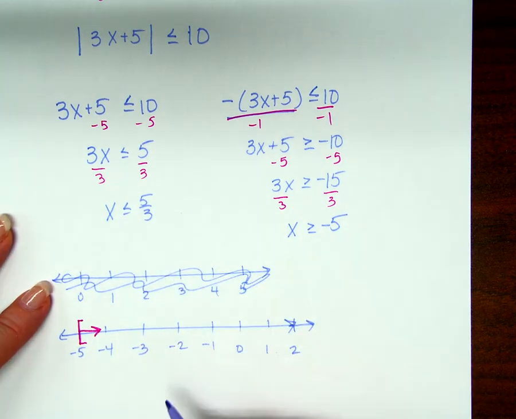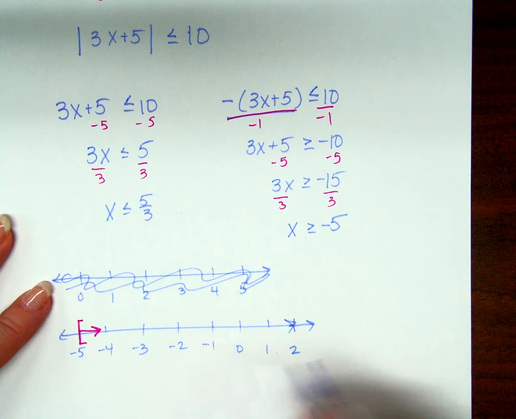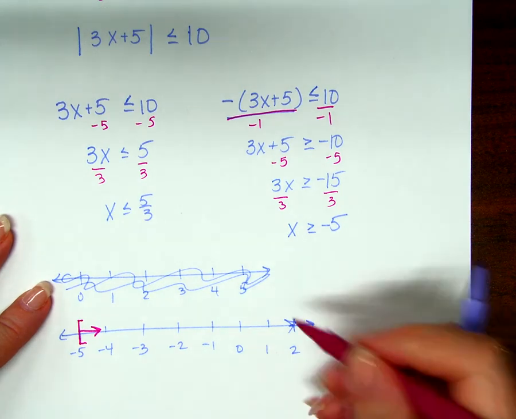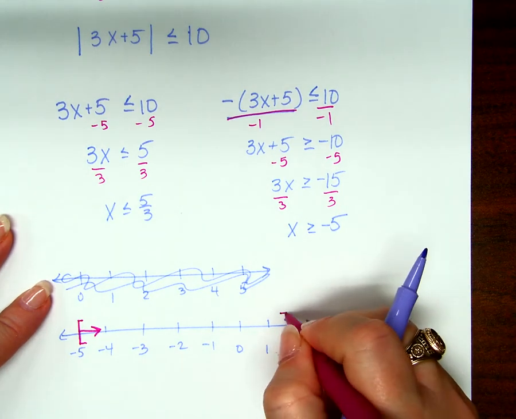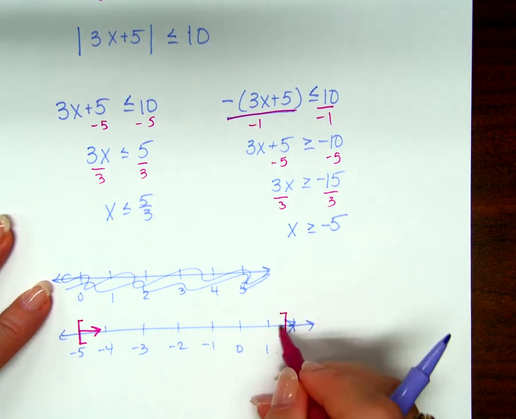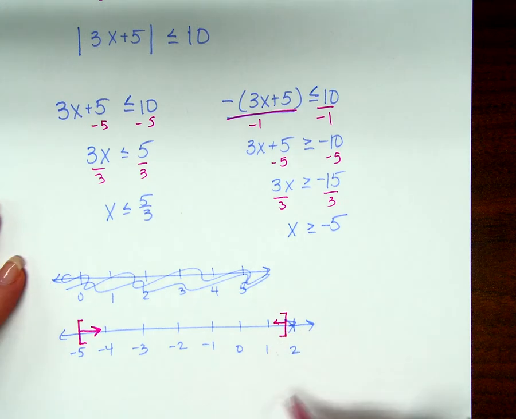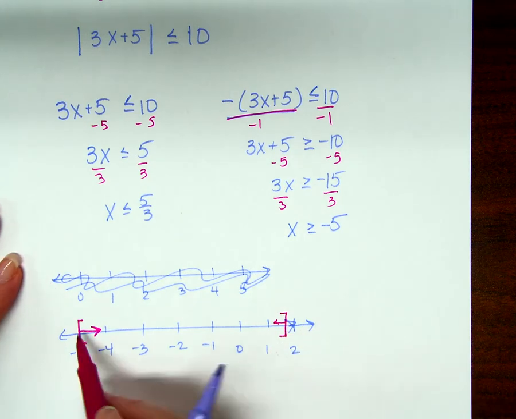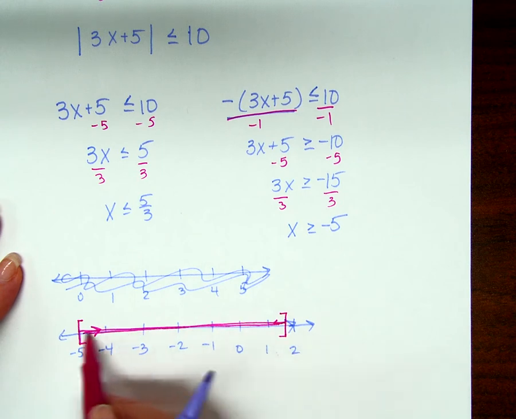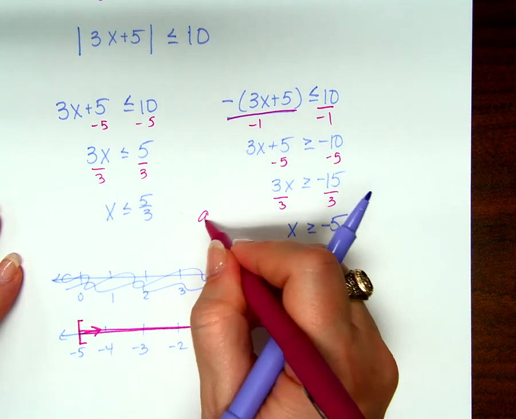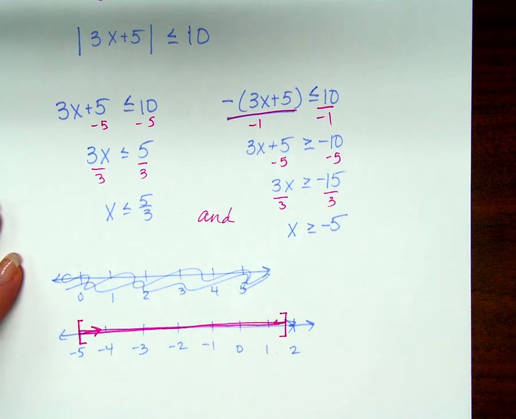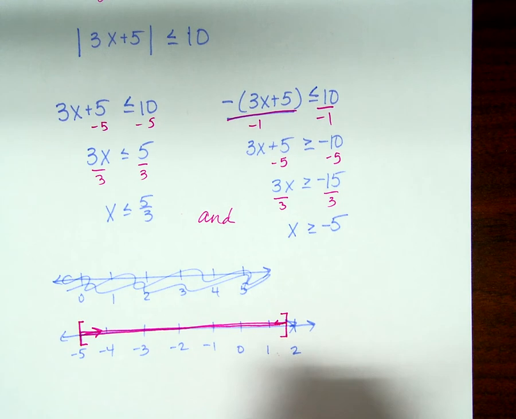Less than 5/3. Well, 5/3 is 1 2/3, so it's almost a 2. And it's less than or equal. So again, I have a bracket, and it's pointing that way. So am I going to shade together, or am I going to shade apart? Together. And because I'm shading together, this is an and. Okay? Does that make sense?